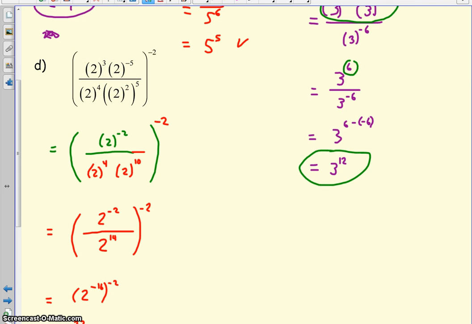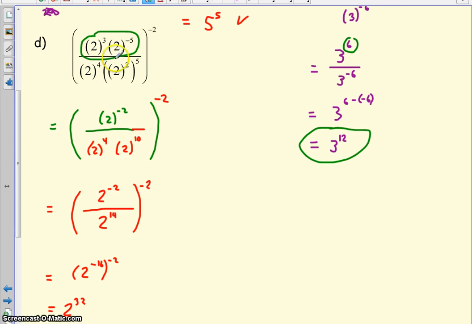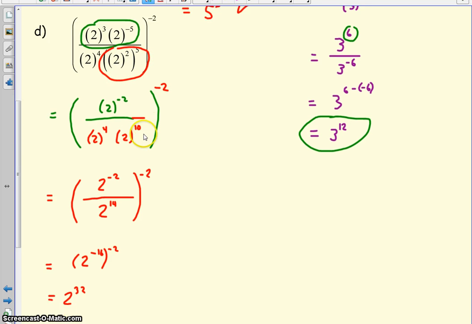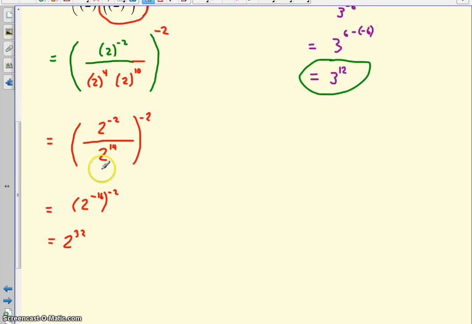So inside, I worked with the numerator first. In the numerator I have 2 to the exponent 3 times 2 to the exponent negative 5. I multiply them together, so I add the exponents. 3 plus negative 5 is negative 2. And then I did the power of a power in the denominator here with this guy, which gave me 2 to the exponent 10. Okay, so from there, I then simplified the denominator, added the exponents, and got 2 to the exponent 14. And then since I'm dividing two powers now, negative 2 minus 14 gives you negative 16.